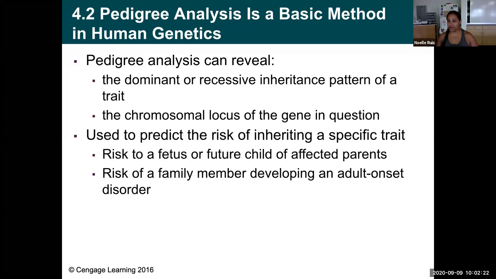So we learned about dominant and recessive inheritance patterns of traits in the last chapter. Dominant is the stronger one. It will mask the recessive one if it's present. And this happens for a lot of different diseases too.